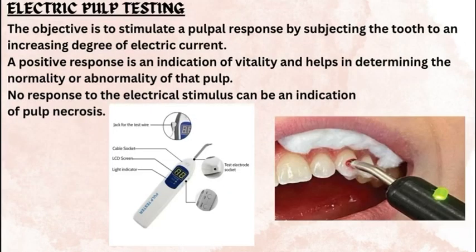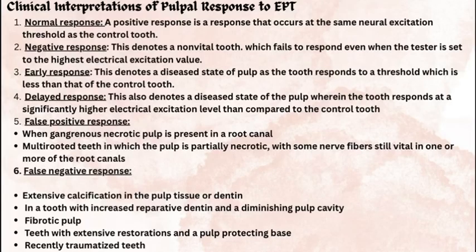Now, electric pulp testing. The objective is to stimulate a pulpal response by subjecting the tooth to an increasing degree of electric current. A positive response is an indication of vitality and helps in determining the normality or abnormality of the pulp. No response to electrical stimulus can be an indication of pulp necrosis. Clinical interpretations of pulp response to electric pulp testing.